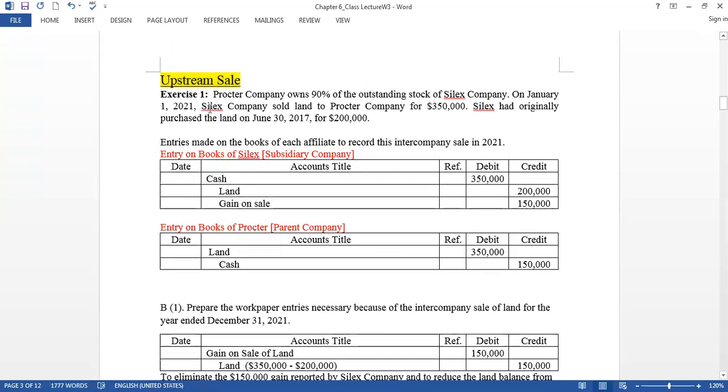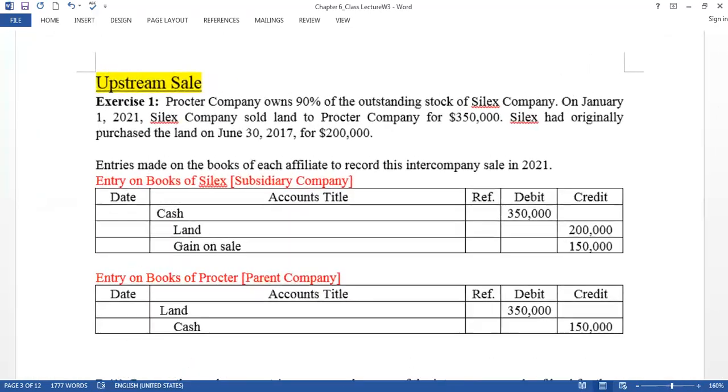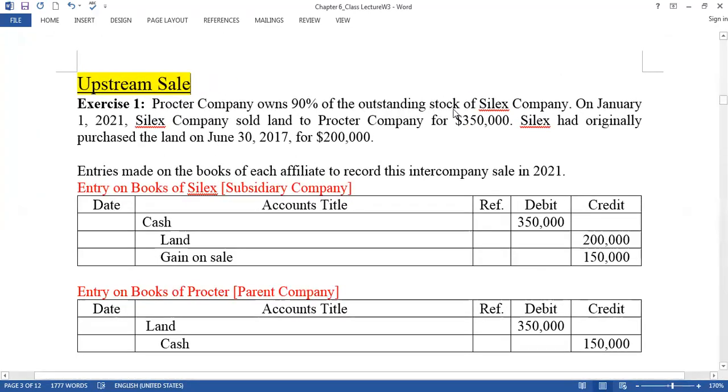So here, upstream sales means parent company and subsidiary company, and upstream means the subsidiary is going to sell to the parent, because the parent is at the top. Okay, so upstream means sales goes from down to top. So it is called upstream sales. The parent company owns 90% of the outstanding stock of the subsidiary company.